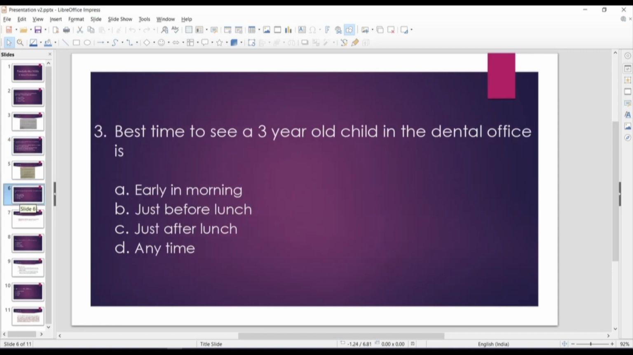Okay, let's go to the next question. This is a very easy one. What is the best time to see a 3-year-old child in a dental office? The options are A, early in the morning, option B, just before lunch, option C, just after lunch, and option D, anytime.